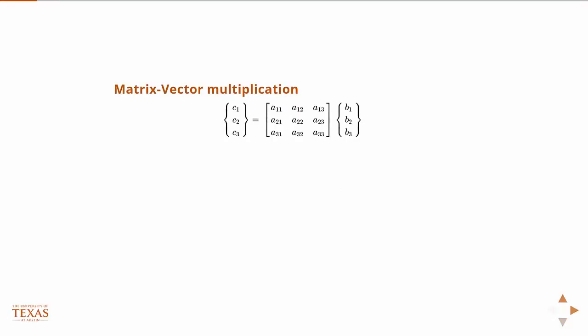The first thing is very simple. If you have a matrix, a lot of times we'll write just this matrix as a single letter, A. So we might write this matrix equation as a vector C equals a matrix A times a vector B, right?